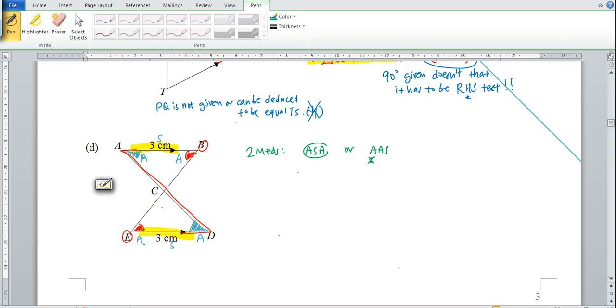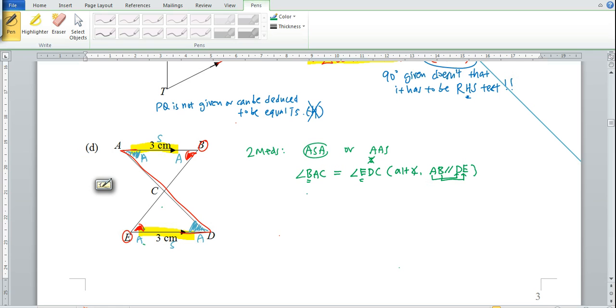So firstly, I'm going to start with an A. I'm going to start with angle BAC, which is equal to angle EDC. Because B matches with E, and this is because there is an alternate angle due to AB parallel to DE. Even this one matches as well. Okay, so I have an A here.